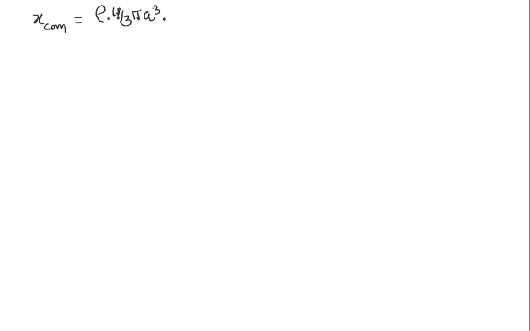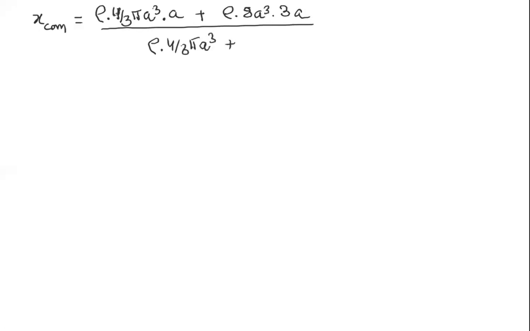Density into 8a³ into 3a, divided by density into 4/3 pi a³ plus 8a³.